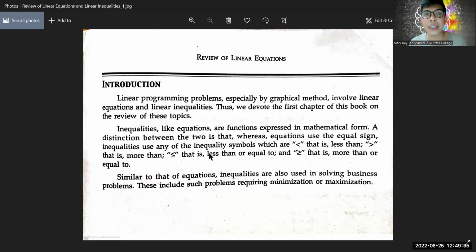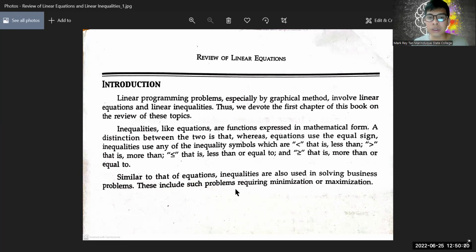Okay, so inequalities, like equations, are functions expressed in mathematical form. A distinction between the two is that kapag linear equations ang pinag-uusapan natin, the symbol that you will see is the equal sign. On the other hand, kapag inequalities, yung symbol naman natin is inequality symbols such as less than, greater than, less than or equal to, and greater than or equal to. Okay, so similar to that of equations, inequalities are also used in solving business problems.